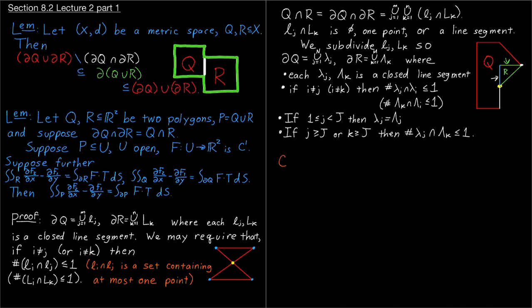My claim is that the boundary of P is the union of all the non-overlapping line segments. So we start at big J instead of starting at 1, and that means we're leaving out all the line segments that show up on the boundary of Q and on the boundary of R. Let's prove the claim.